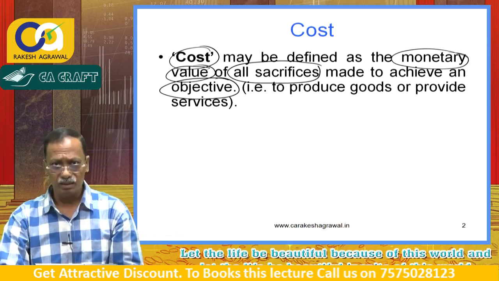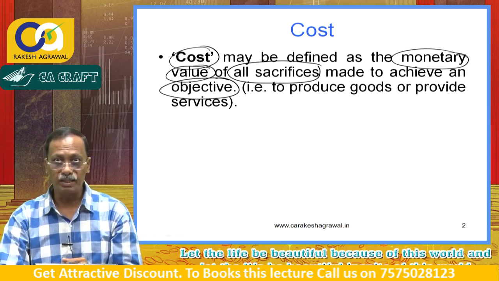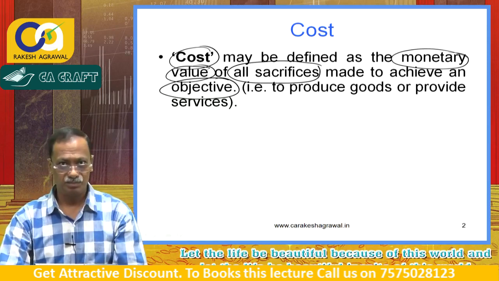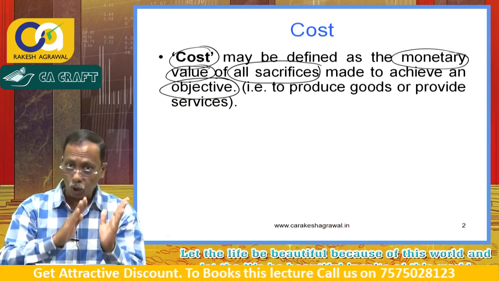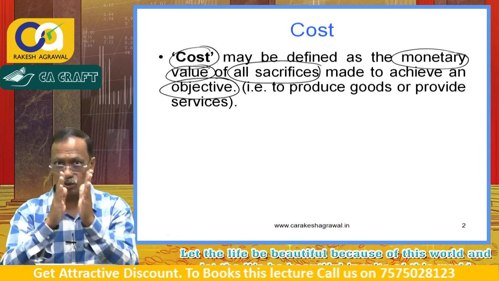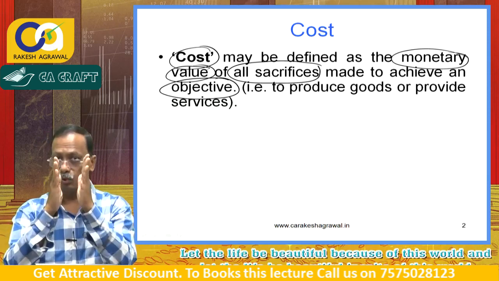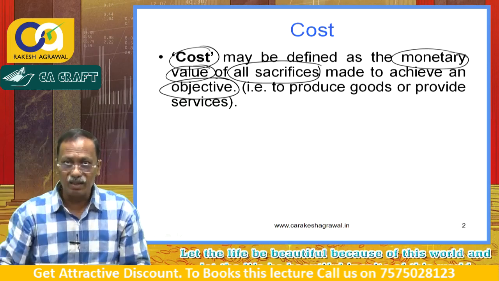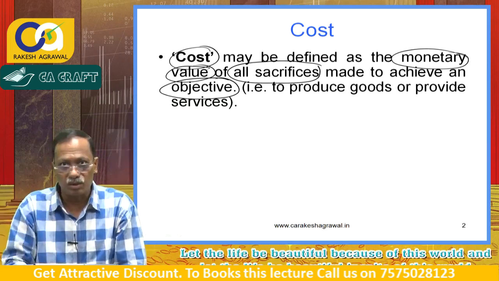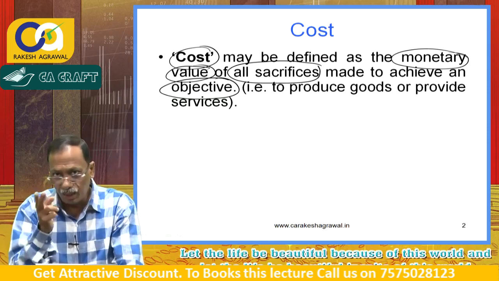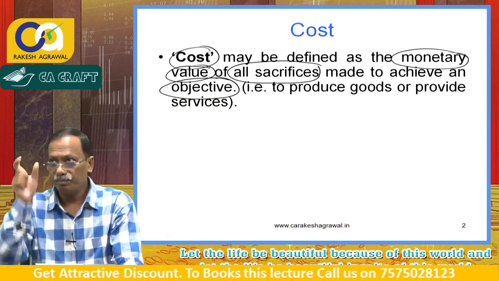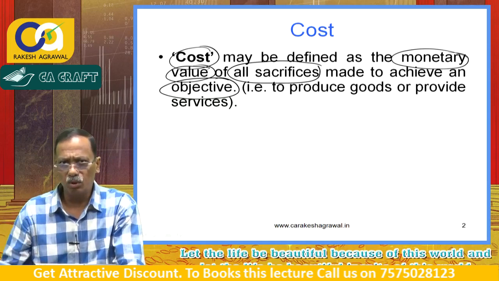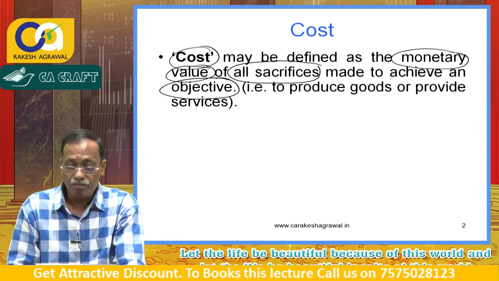For you people, that is for students, the objective is to become CA. If you want to calculate the cost of becoming CA, whatever sacrifices you have made in doing CA, make a list of all the sacrifices, convert it into its money value and take the total. That total will be the cost of becoming CA.